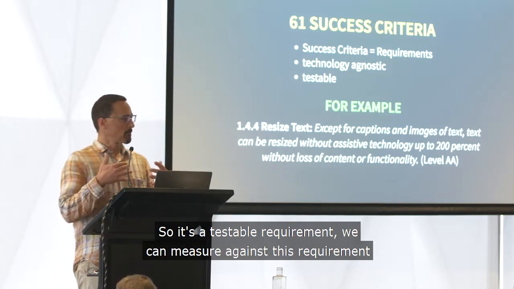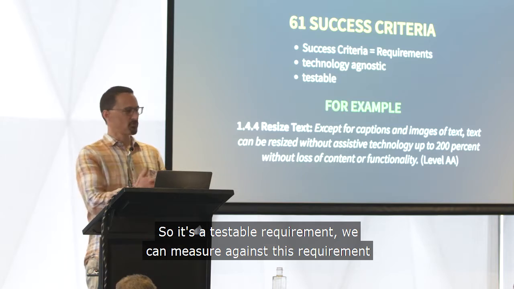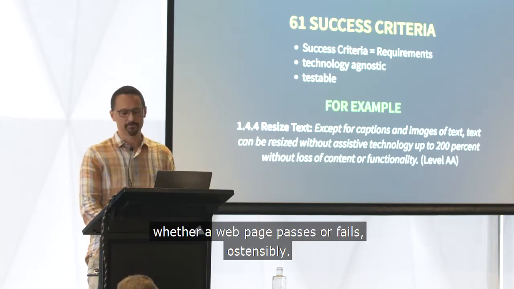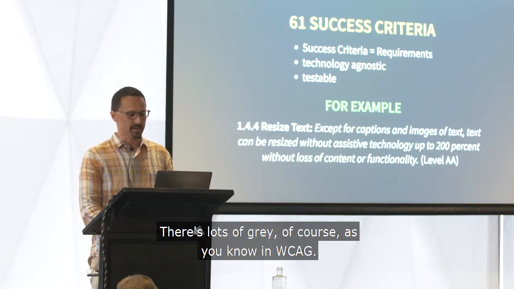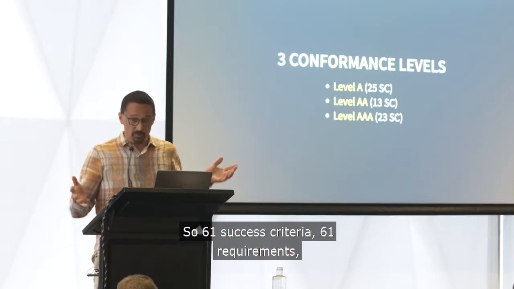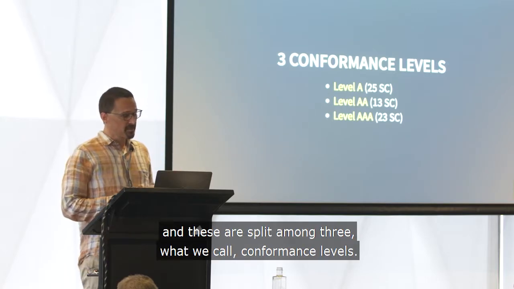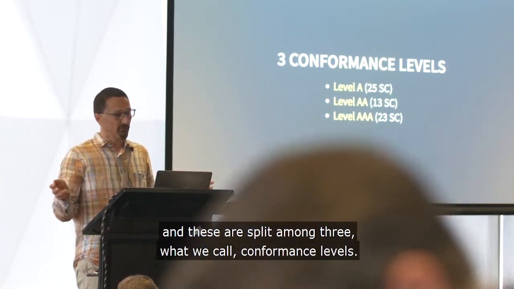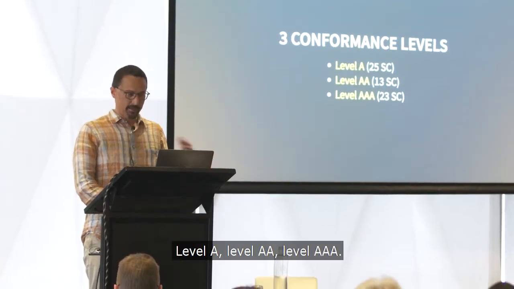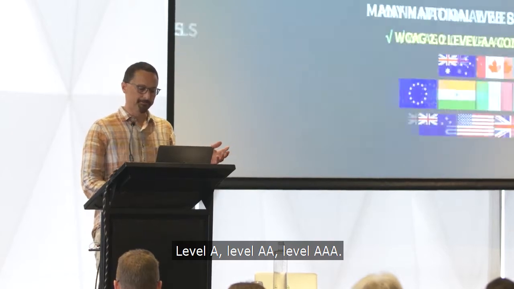We can measure against this requirement whether a web page passes or fails, ostensibly. There's lots of gray, of course, as you know in WCAG. So 61 success criteria, 61 requirements, and these are split among three what we call conformance levels. Level A, level AA, level AAA.